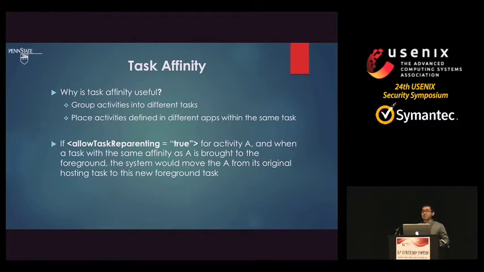Allow task reparenting is another activity attribute, which is one of the few cases that can make a task affinity effective. If it's set to true for, say, activity A, and a task with the same affinity as A is brought to the foreground, then the system will move A from its original hosting task to this new foreground task. By default, when an activity is created, it will stay on a task for its entire life. But this attribute breaks this restriction and allows an activity to migrate in the middle of its lifecycle.